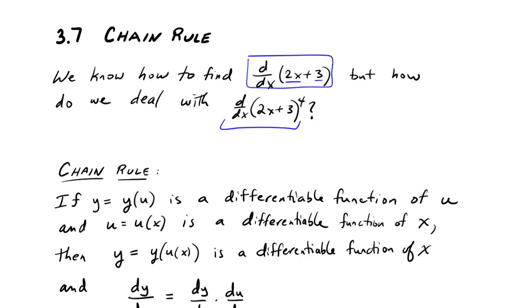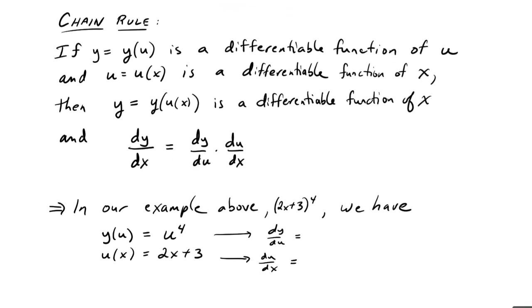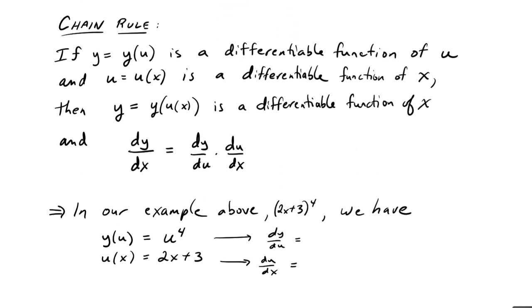The basic idea is that we have the function 2x plus 3 inside the function x to the fourth in a composite situation, and we're going to use that idea via the chain rule. So let me go through the wording of the chain rule. We'll look at an example that explicitly goes through the chain rule, and then we'll see a shorter, faster way of doing it.